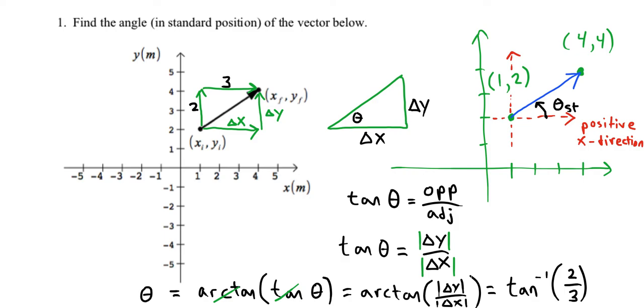Now you want your calculator in degree mode if you want your angle in degrees. You can put your calculator in radian mode if you want radians. I'm just going to leave it in degree mode. Okay, it gives me 33.7 degrees. And that's our standard position angle.